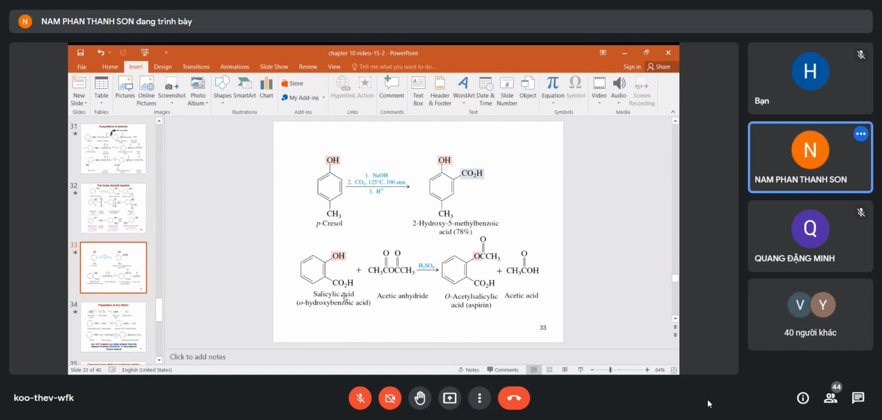Or you can carry out the esterification reaction between salicylic acid and methanol, and then we have methyl salicylate. That is the main component in some medicinal oil or some products like Salonpas. If you put that on your skin, you feel warm. That is the application of this acid.